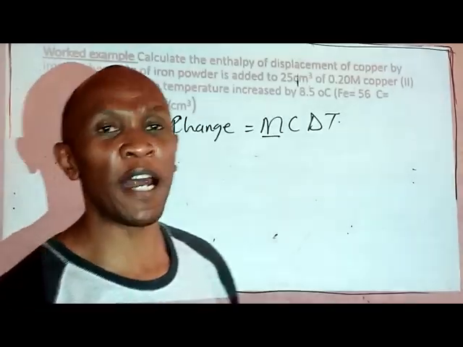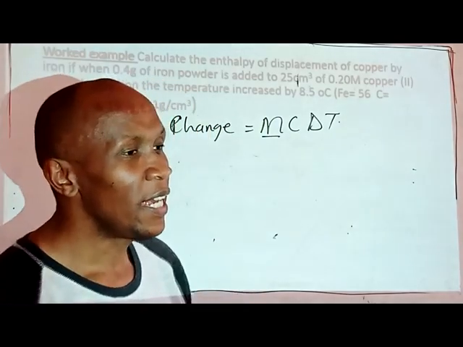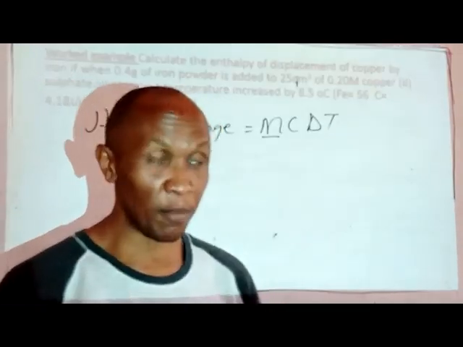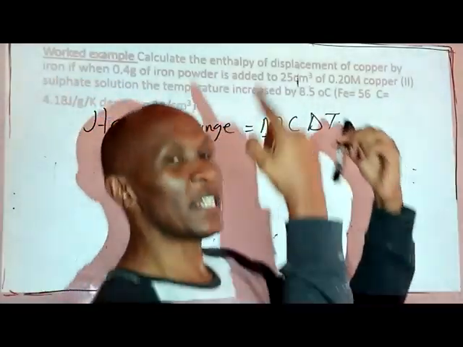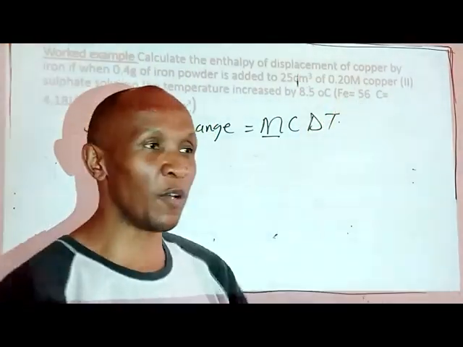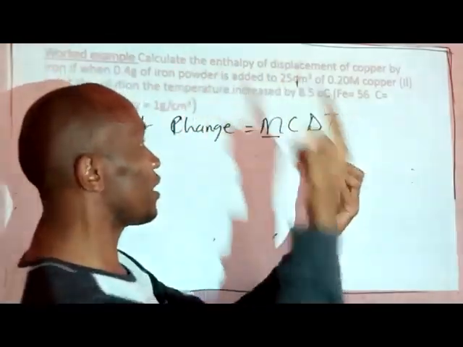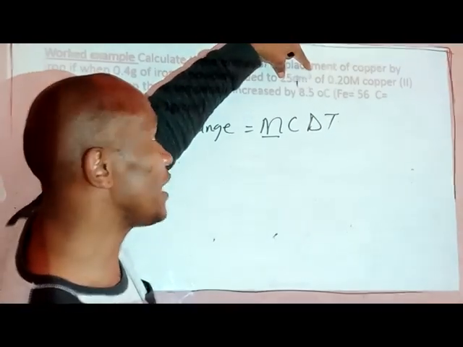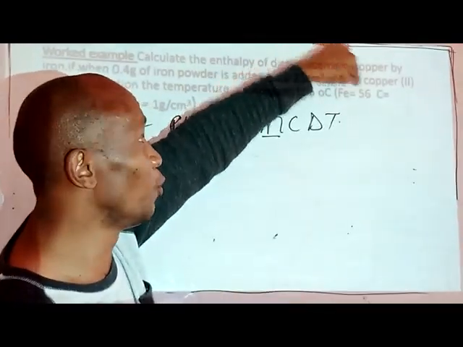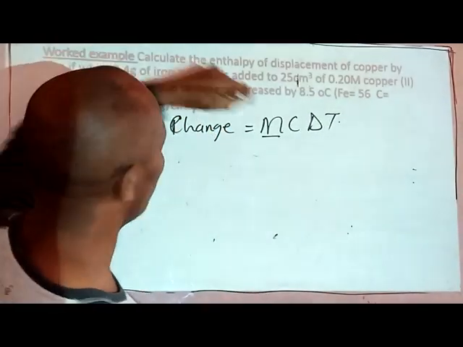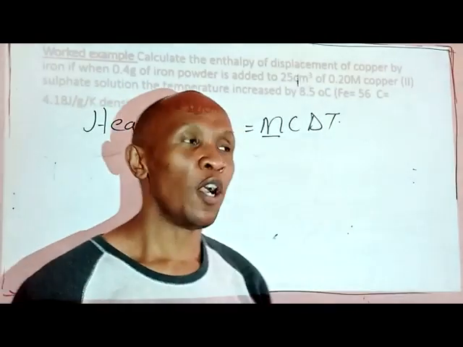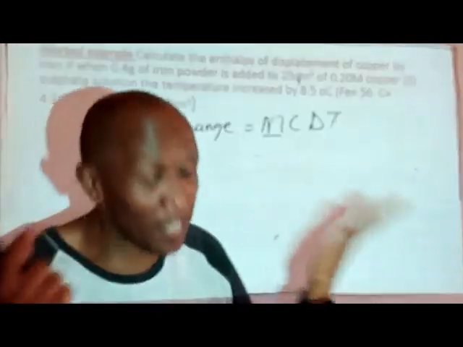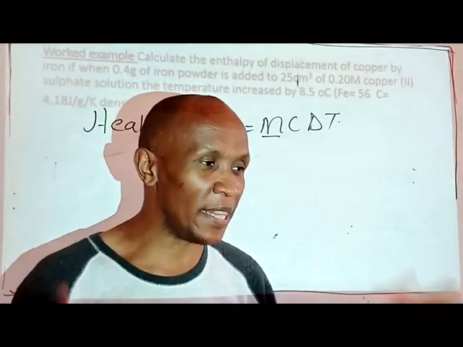Now, what is the value of m? We said to get to the thermometer: what is the thermometer surrounded by? By now we know what to do. It is surrounded by 25 cubic centimeters of 0.2 molar copper sulfate and 0.4 grams of iron. So somebody will be tempted to add them up.